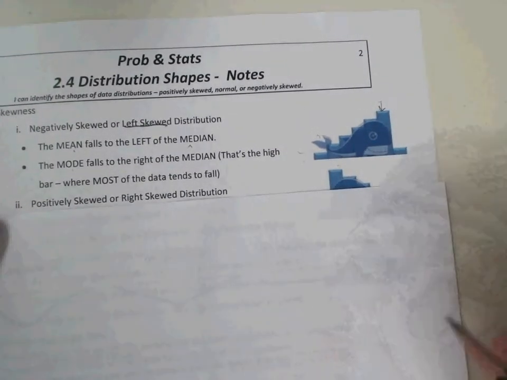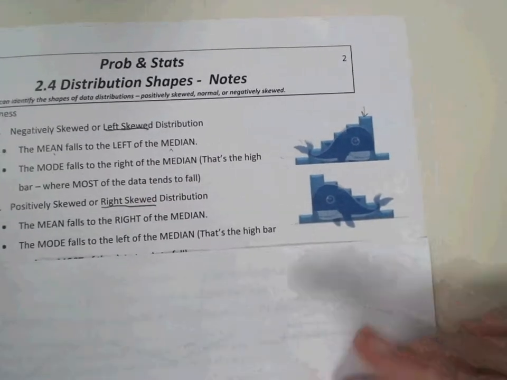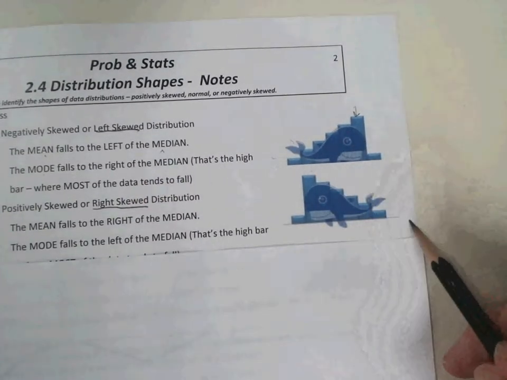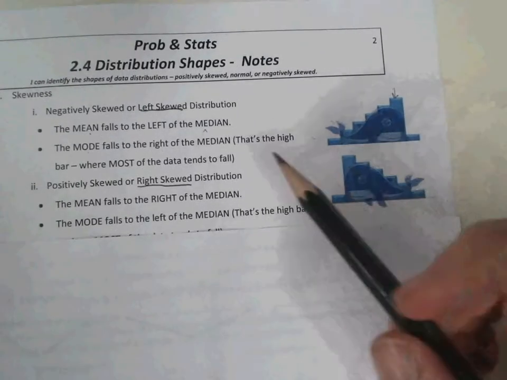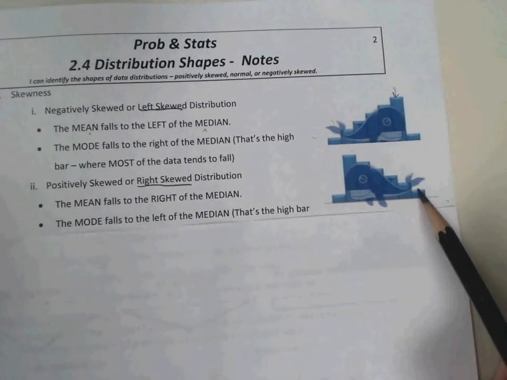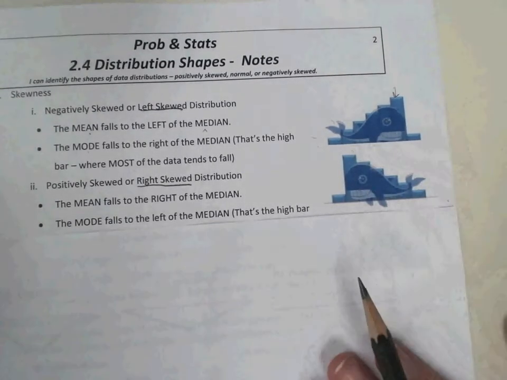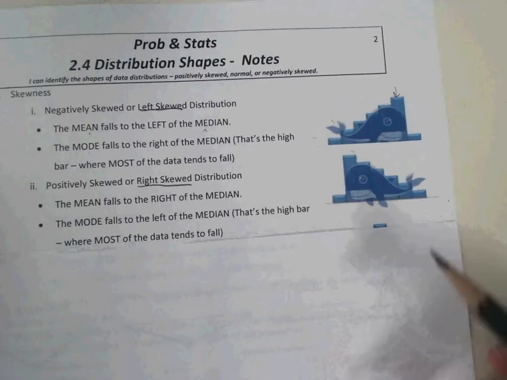Positively skewed or right skewed distribution, you can see in the diagram the tail is on the right, it trails off to the right. In this case, the mean falls to the right of the median, and the mode, the one that occurs the most frequently, occurs to the left of the median. It's the high bar.